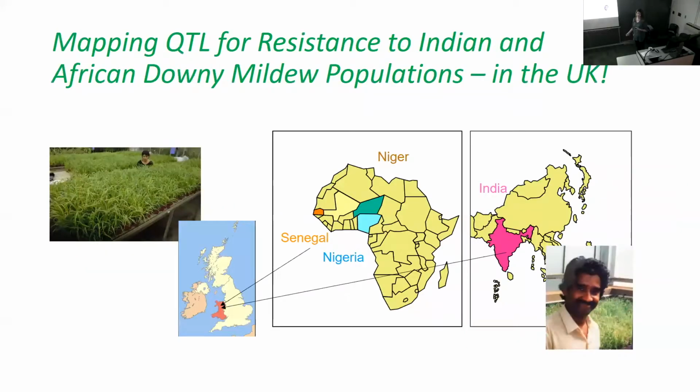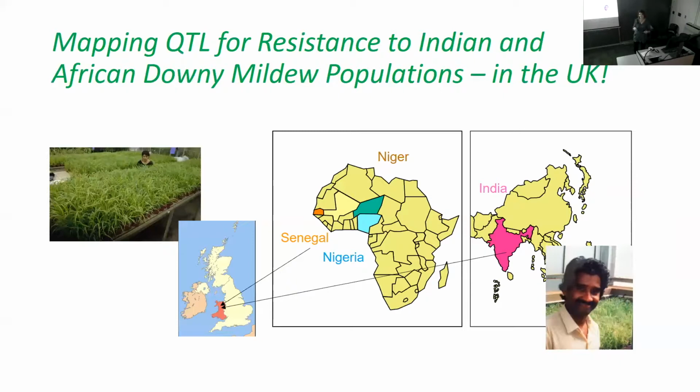So my project was to map QTLs for resistance in pearl millet. And because of quarantine restrictions, they couldn't take the pathogens from parts of Africa and parts of India and move them to another location to do trials. They were very strictly not allowed to move any of those diseased plants. And my supervisor was in India at the time. He was working at ICRISAT, which is the International Crops Research Institute for the Semi-Arid Tropics. That's where they were working on pearl millet.